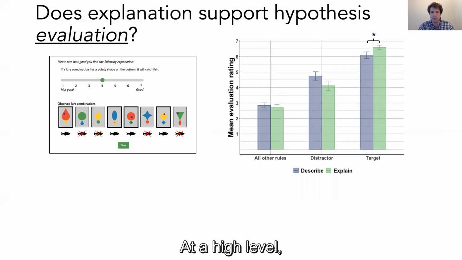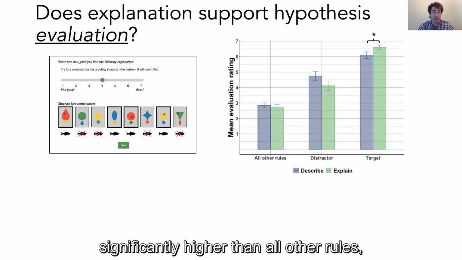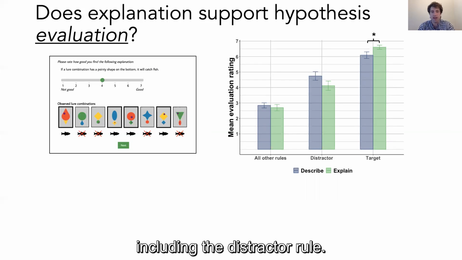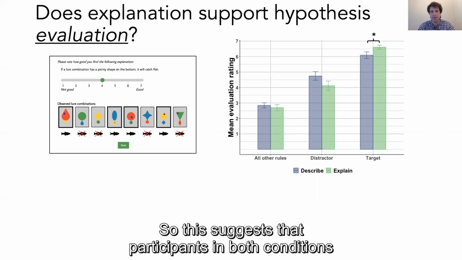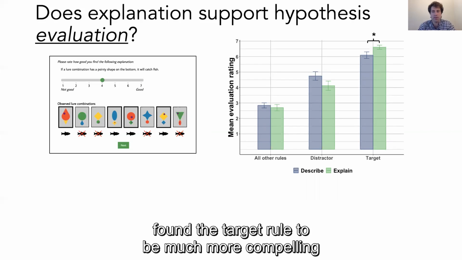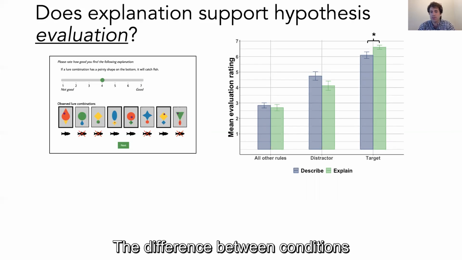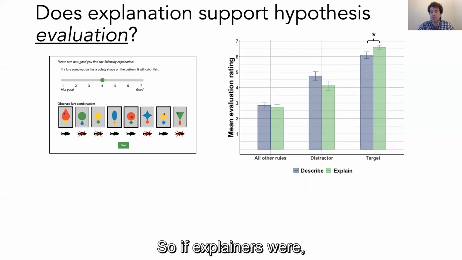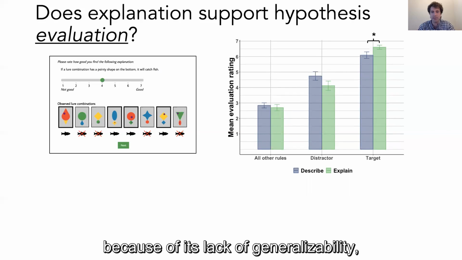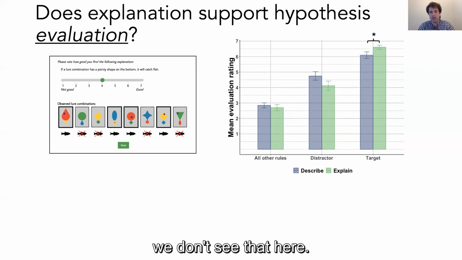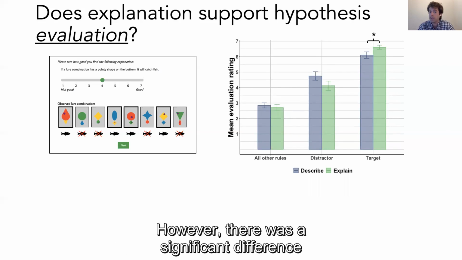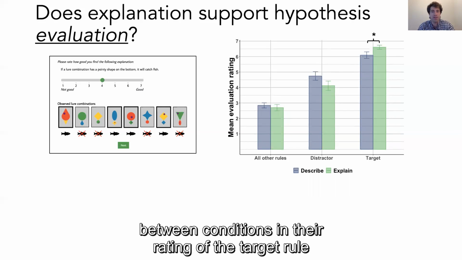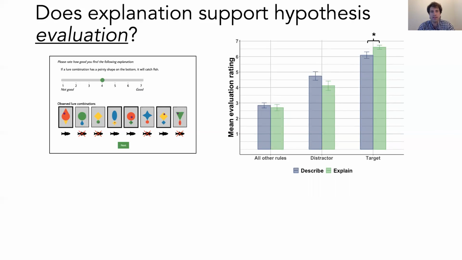At a high level, participants in both conditions rated the target rule significantly higher than all other rules, including the distractor rule. So this suggests that participants in both conditions found the target rule to be much more compelling than the others. The difference between conditions in their rating of the distractor rule was not significant. So if explainers found the distractor rule less compelling because of its lack of generalizability, we don't see that here. However, there was a significant difference between conditions in their rating of the target rule on the far right.